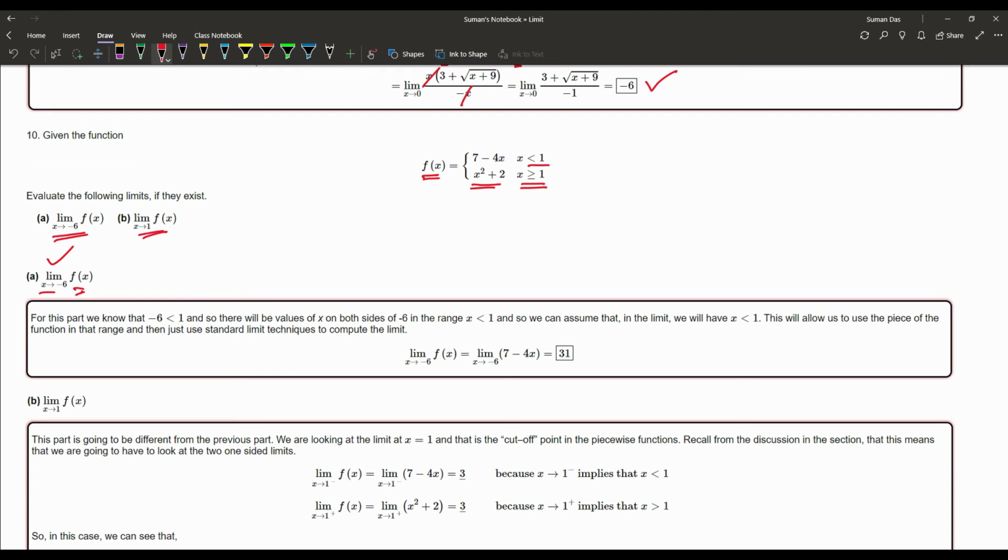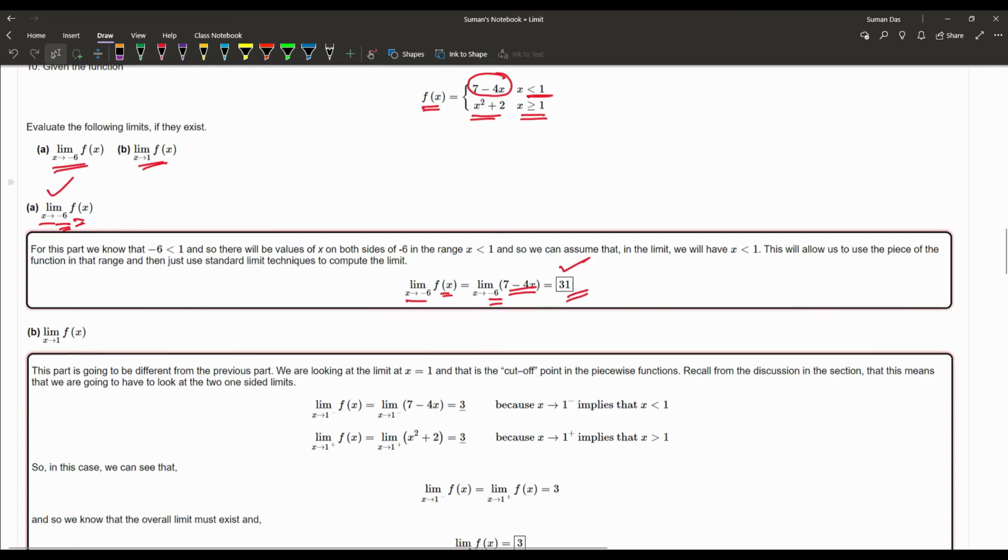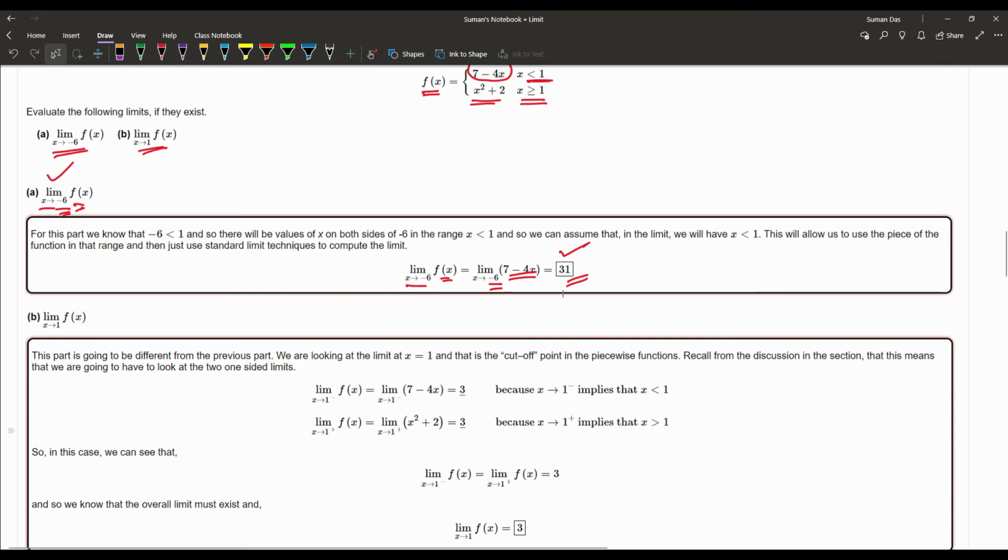Now when x is tending to minus 6, that means x is less than 1. So we have to use that particular function, that is 7 minus 4x. So here we are using, in place of f(x), 7 minus 4x, and putting the value of x equal to minus 6, we are getting the result as 31. Let's check x tends to 1 for that particular function.